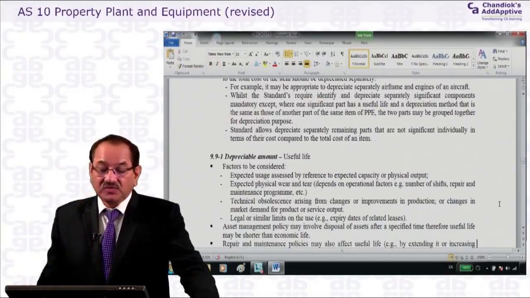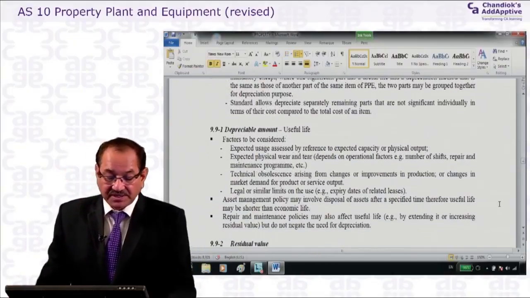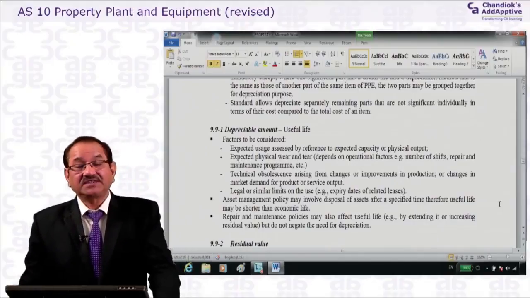Now, as I told you, what is the depreciable amount? Depreciable amount, factors to be considered.